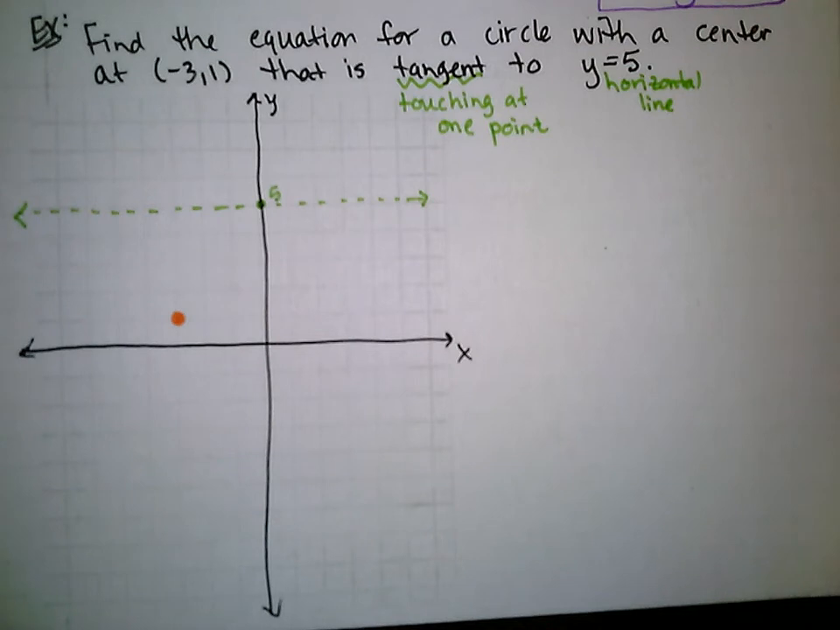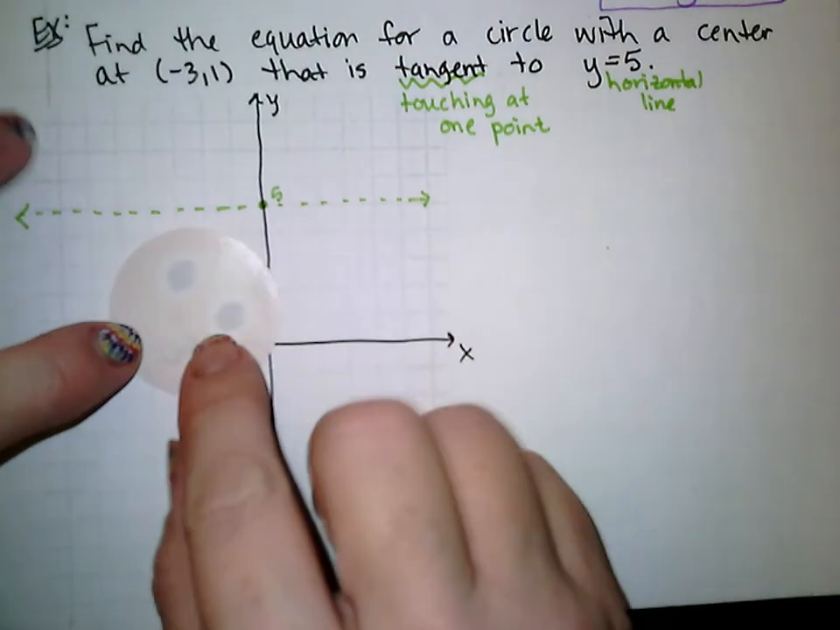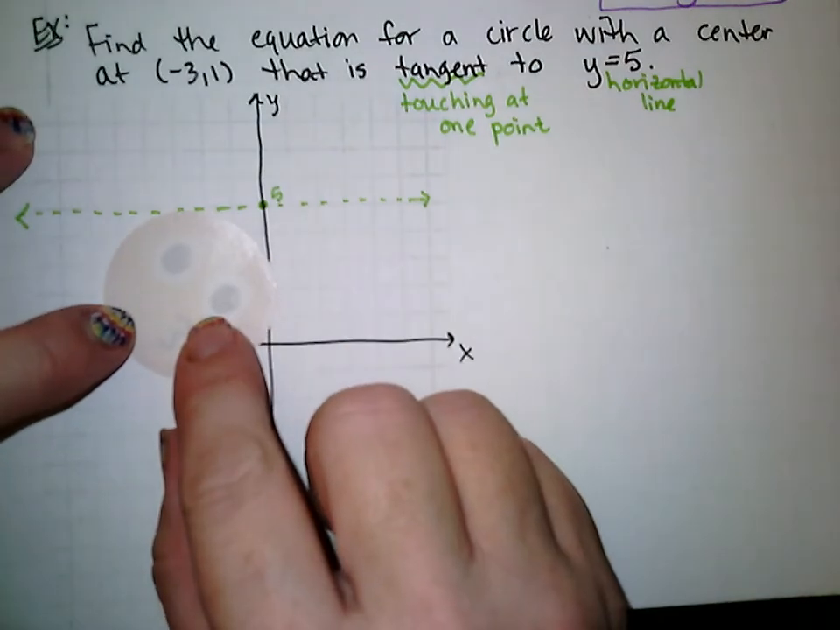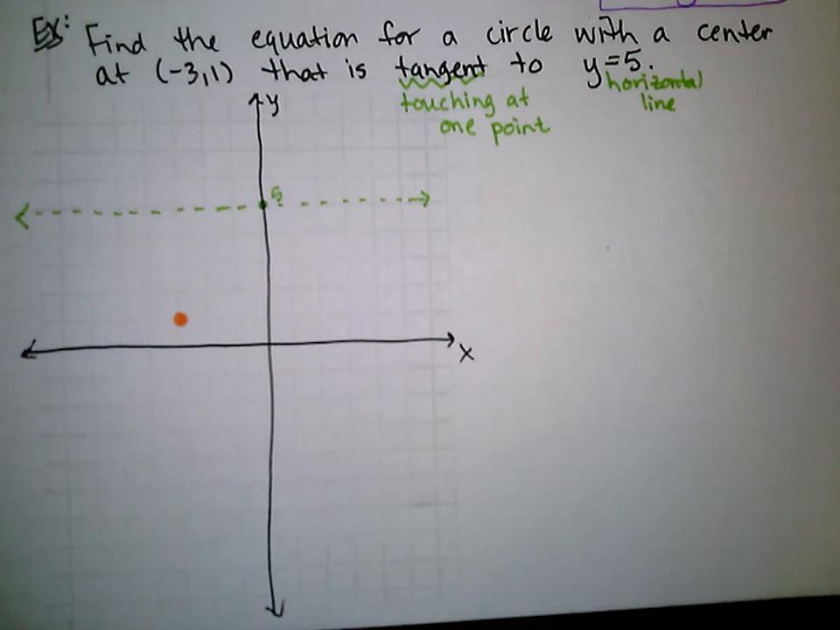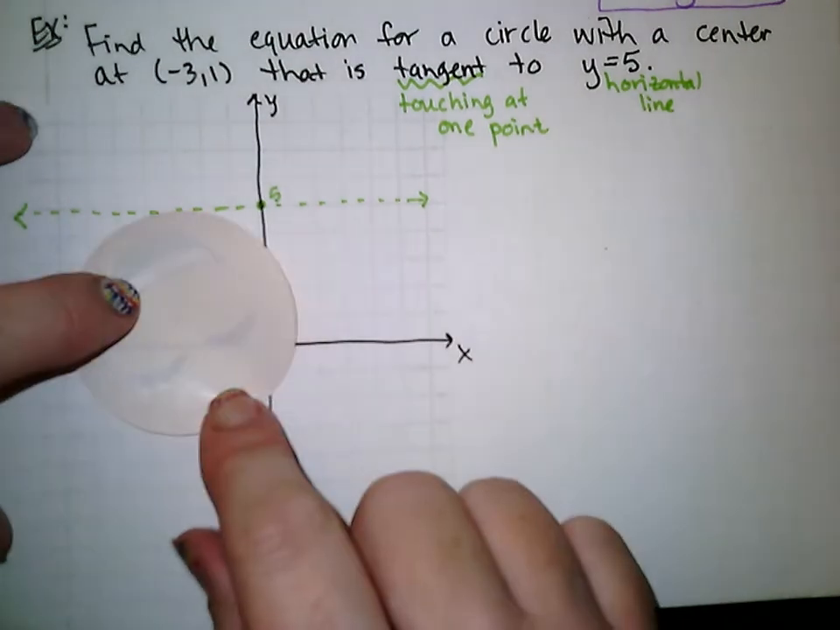Let's see. This circle is too small, but this is what tangent would look like. It's just touching at that one point. I'm not sure if I have a circle that'll be the right exact size. I think this circle's too big. Let's see. That'll come pretty close.